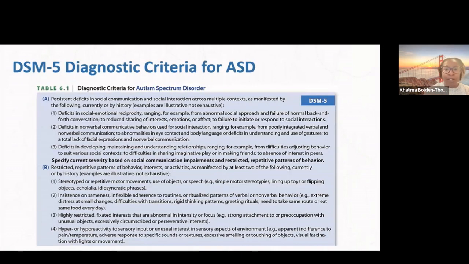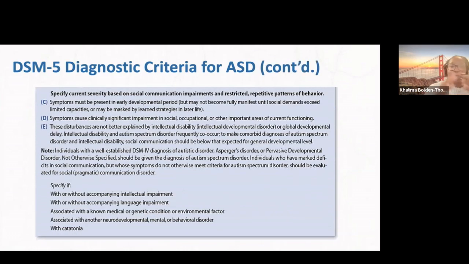So this is the DSM criteria for ASD: persistent deficits in social communication across multiple contexts, and restricted repetitive behaviors. You can specify whether or not it is with accompanying intellectual impairment. So previously, you had to have some sort of intellectual impairment for an autism diagnosis. If you didn't, you had an Asperger's diagnosis. Now it's all subsumed under autism spectrum disorders, and then you specify with or without intellectual disability, or without accompanying language impairment, associated with known medical or genetic condition.